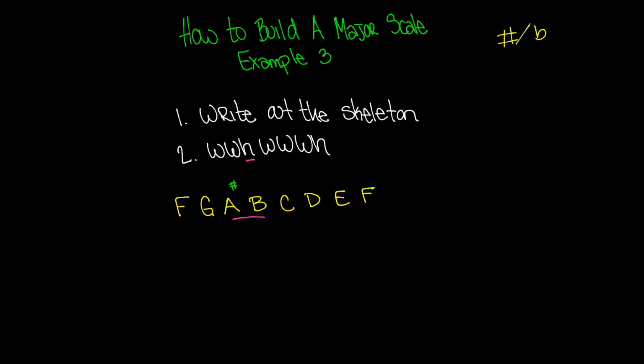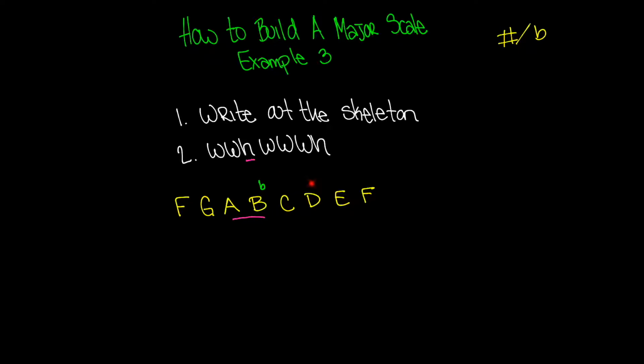So what we're going to do is fix that, and instead we are going to put a flat on B, and this actually fixes our problem. Now we have whole, whole, half. So far so good. Now let's consider B flat to C: is that a whole step or a half step? That is a whole step.